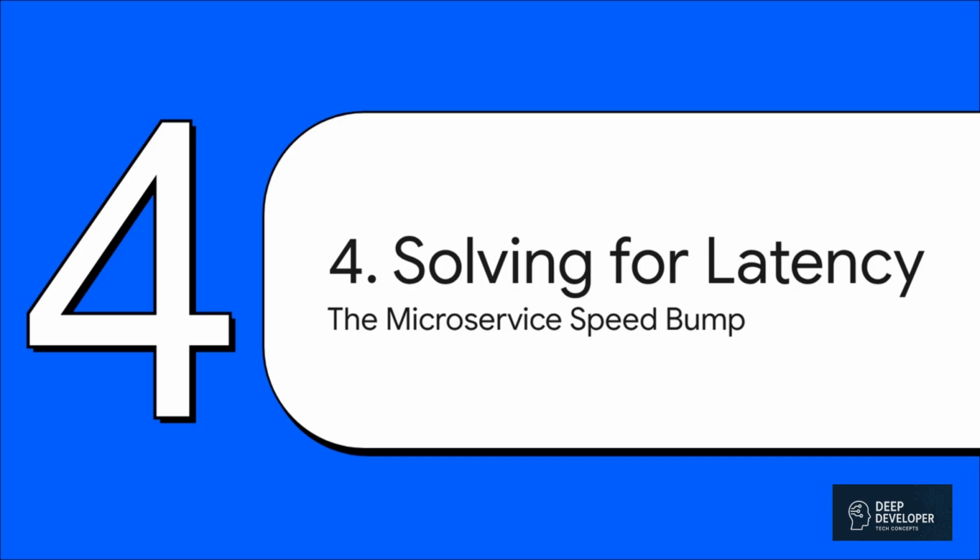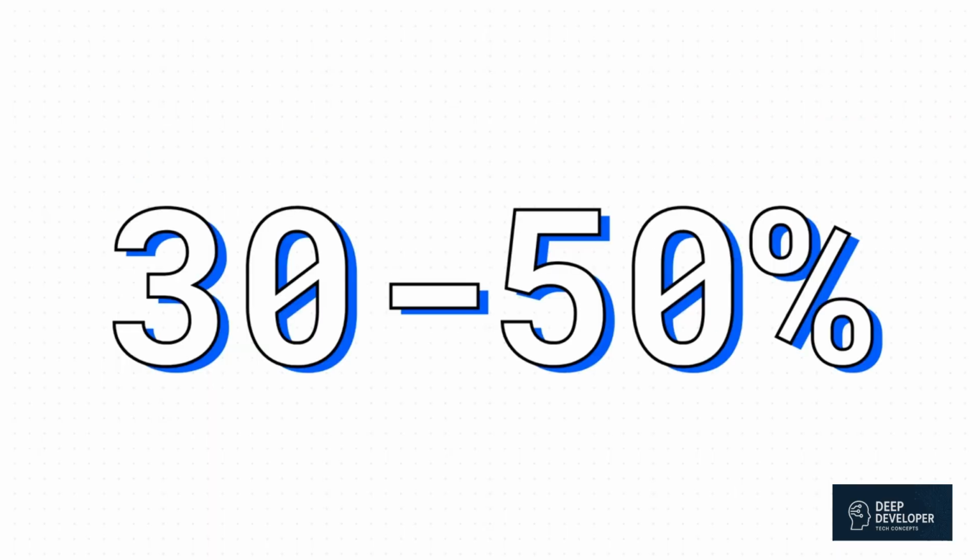When all your services are making network calls to each other instead of just talking in memory, things can really slow down. But don't worry, this is a totally solvable problem. And just how much does that API choice matter? A lot. Choosing gRPC over REST for your internal service communication can give you a 30 to 50% speed increase. That is a massive performance gain from just one architectural choice.